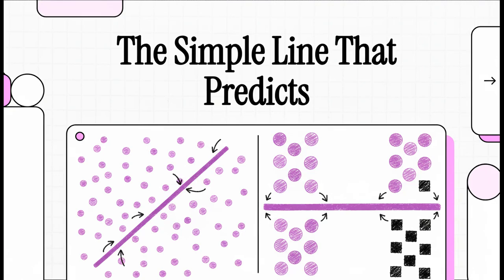Hello and welcome. Today, we're going to talk about something that seems so simple, just a straight line. But we're going to see how that one simple line is actually the backbone of so much of machine learning, giving computers this incredible power to predict things. Yeah, let's get into it.